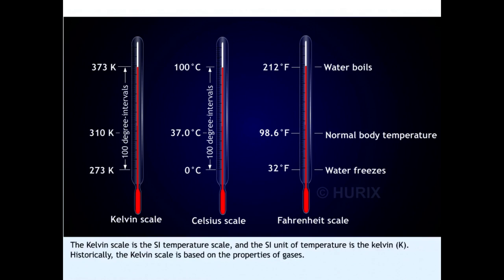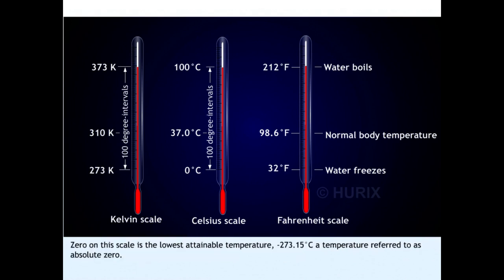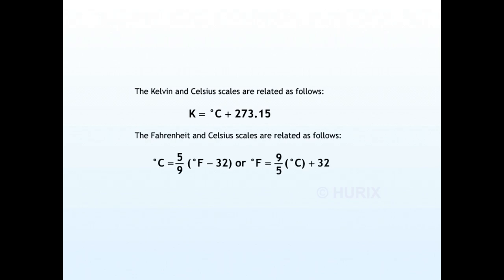The Kelvin scale is the SI temperature scale, and the SI unit of temperature is the Kelvin. Historically, the Kelvin scale is based on the properties of gases. 0 on this scale is the lowest attainable temperature, minus 273.15 degrees Celsius, a temperature referred to as absolute zero. The Kelvin and Celsius scales are related as follows. Kelvin is equal to degree Celsius plus 273.15. The Fahrenheit and Celsius scales are related as follows. Degree Celsius is equal to 5 by 9 into degree Fahrenheit minus 32, or degree Fahrenheit is equal to 9 by 5 degrees Celsius plus 32.